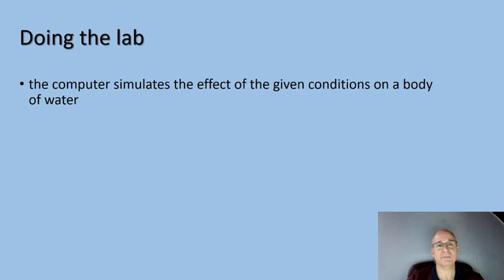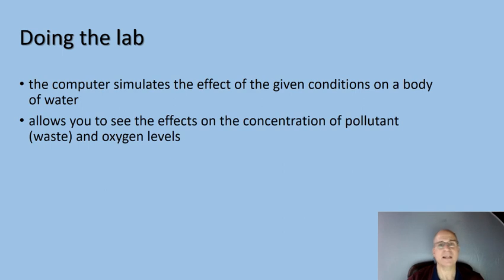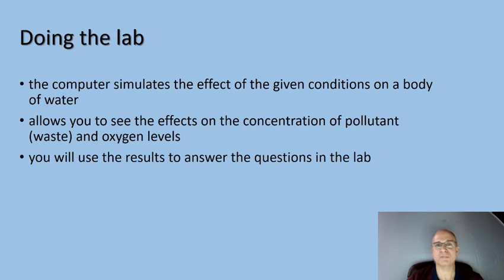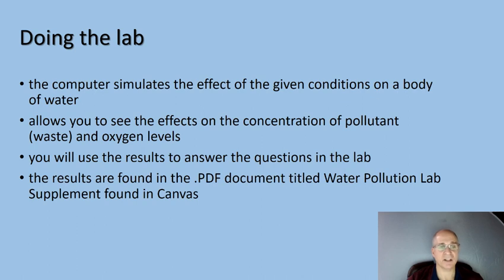So the computer would be simulating the effects of given conditions on a particular body of water, and it would again allow you to see the effects on the concentration of the pollutant, or what they call the waste, as well as on oxygen levels. And you will use the results in the PDF document that's associated with this lab in order to answer the questions associated with the lab. The results you will find in a PDF document titled Water Pollution Lab Supplement. And for my classes, you will find this in Canvas. If you have a different instructor, your instructor will tell you how to get this document.